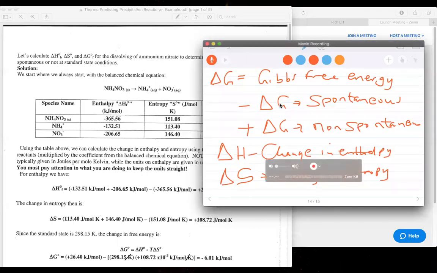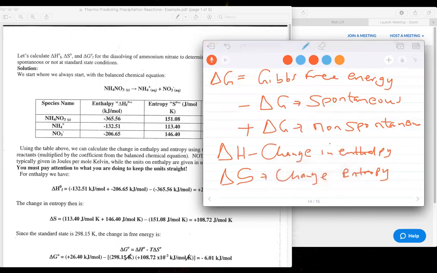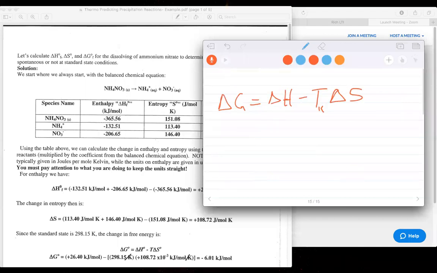Positive or negative, we will be in a position to predict whether the reaction is spontaneous or non-spontaneous. So we plug in this equation and make a conclusion whether the reaction is spontaneous or non-spontaneous.